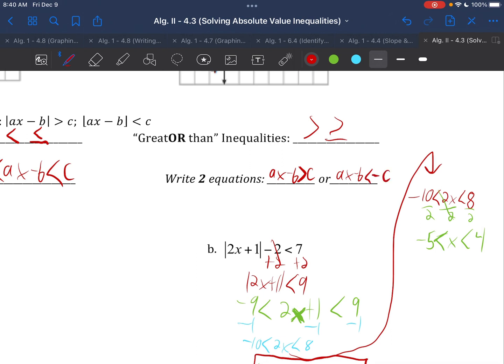And your second one is going to be ax minus b is less than negative c, the opposite of it. So for your second one, you flip the sign and you make the right side negative. Just like with the equations, where we had to make two of them, the right side became negative. When you make two of them, the right side becomes negative, and we flip the inequality.